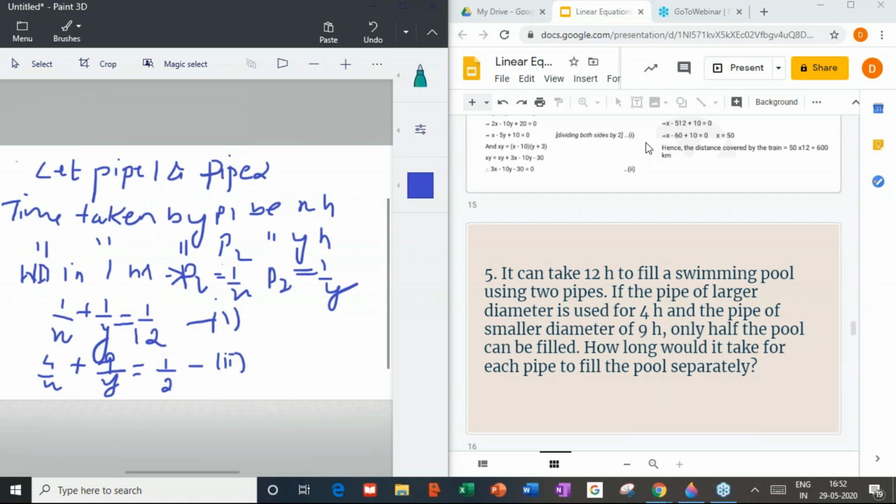Did you get it? Anybody solved? Anybody got it? Yes, Mera. Rudra, you didn't get it. You want me to explain it again? Okay, I'll do that.